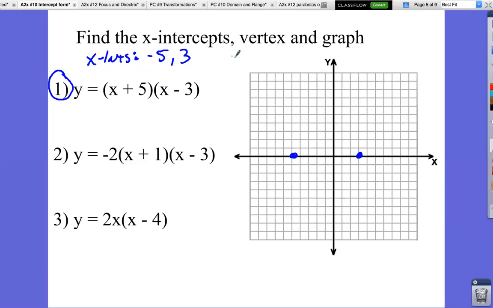How do I find my vertex? I add them up and divide by 2. Plug it back in. Now you get -1 plus 5, which is 4. -1 minus 3 is -4, and I get -16.